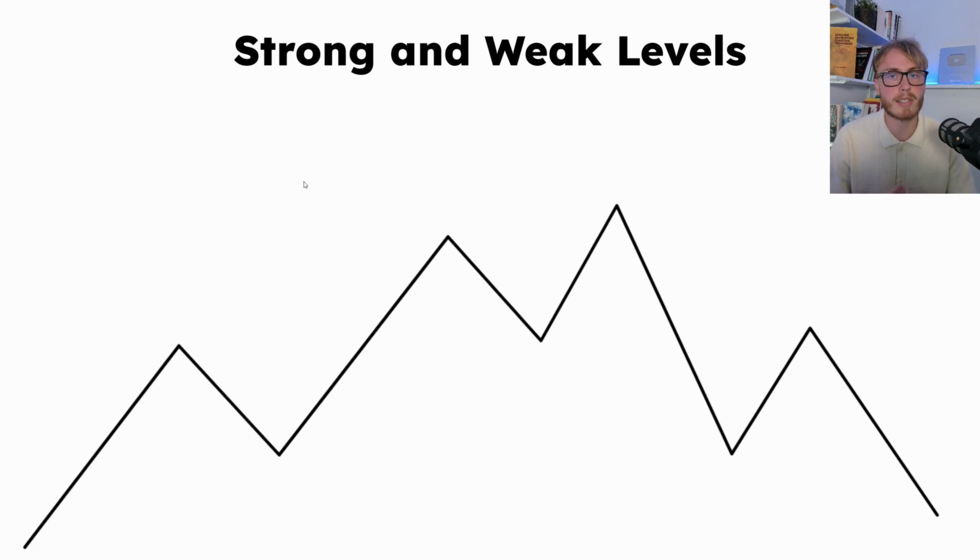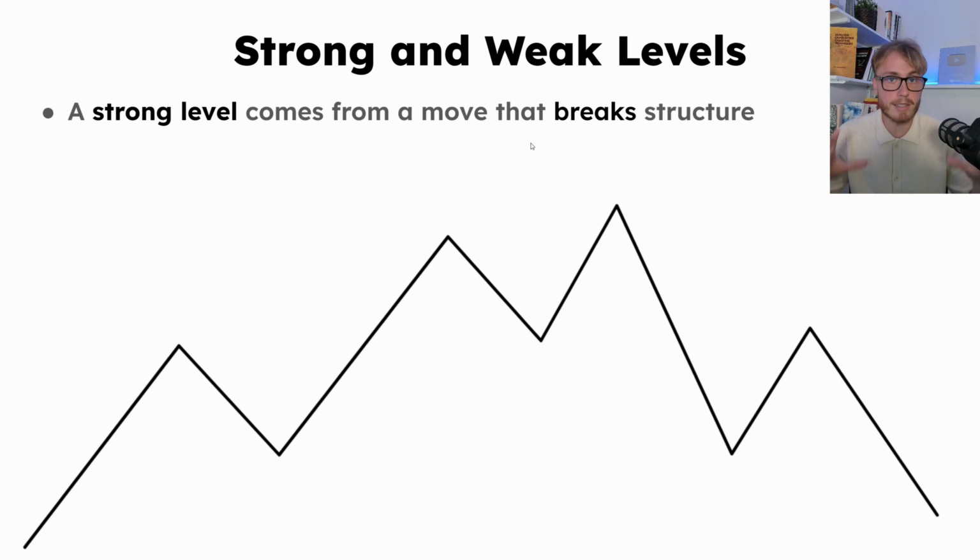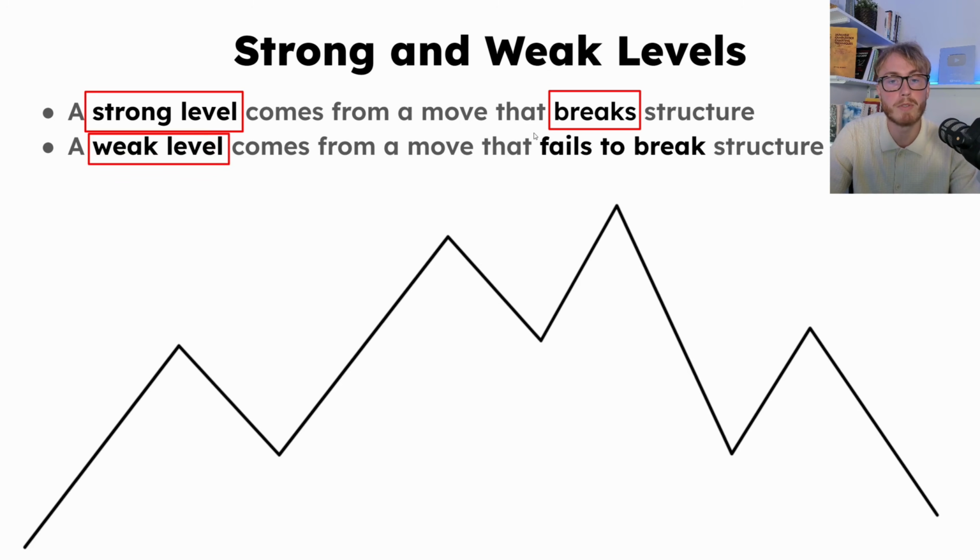Alright, so now when we have a deep understanding of change of character and break of structure, we are ready to take a look at yet another important market structure concept, and that is strong and weak levels. And this concept is something we will use throughout the whole course, so make sure to really pay attention now. The basics of this concept is very simple. A strong level is a level that comes from a move that breaks structure. And a weak level comes from a move that fails to break structure. So in order to find our strong and weak levels, we simply need to analyze the break of structure and change of character. And by this point, you already know how to do this.